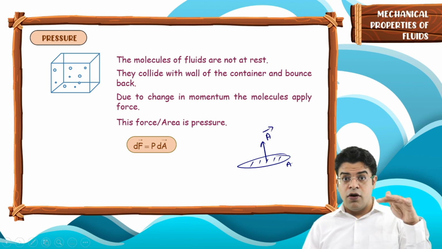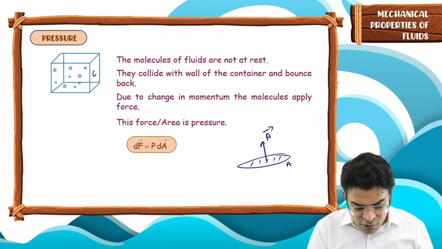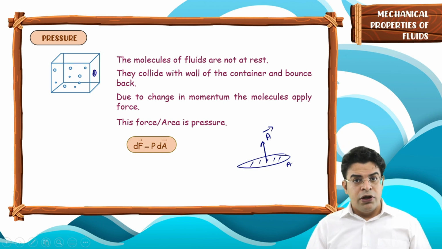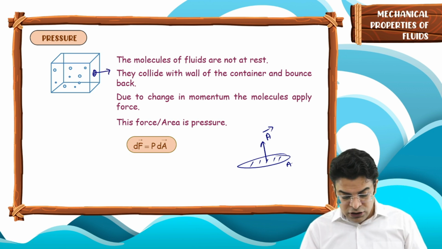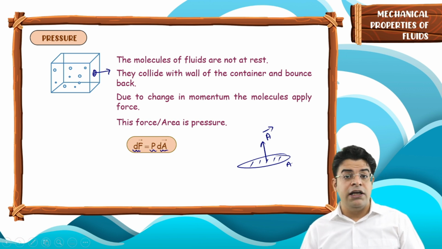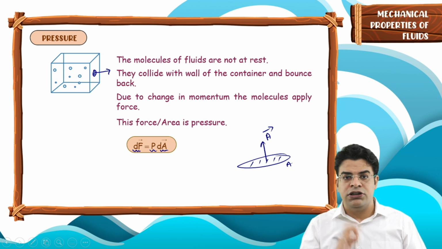The direction of area vector is taken normal to the surface area. So if you think of one small area on this container, the direction has to be taken perpendicular to the surface. So the infinitely small force acting equals P dA, where dA is an infinitely small area in the direction perpendicular to the surface.